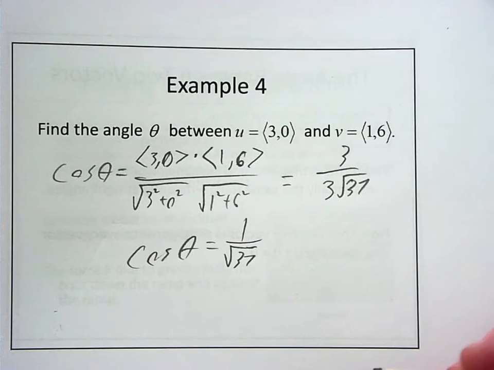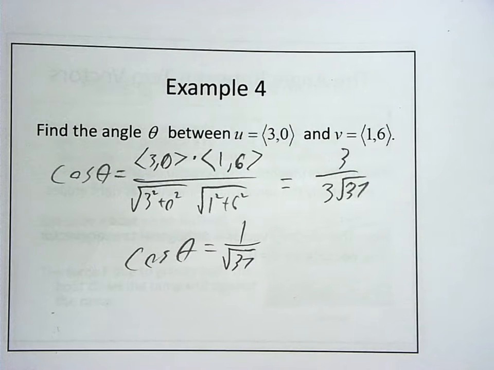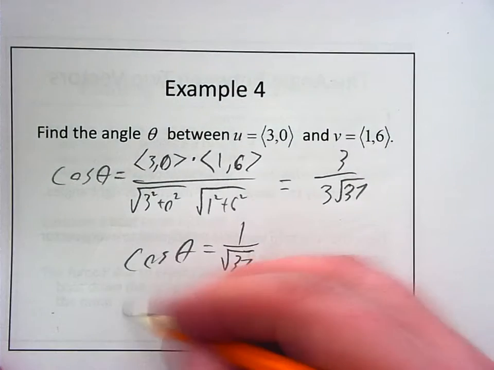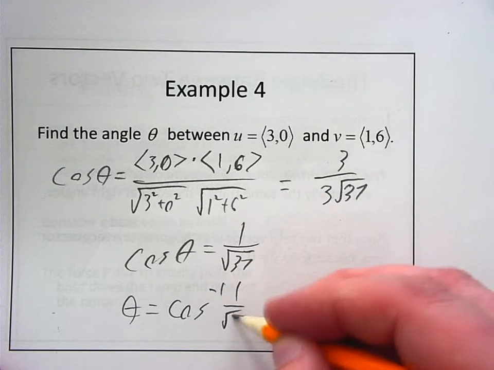And if I want theta, well, I'm going to do something with it, so there's no reason to rationalize the denominator. Inverse cosine. So when I do inverse cosine of 1 over the square root of 37, I get what?